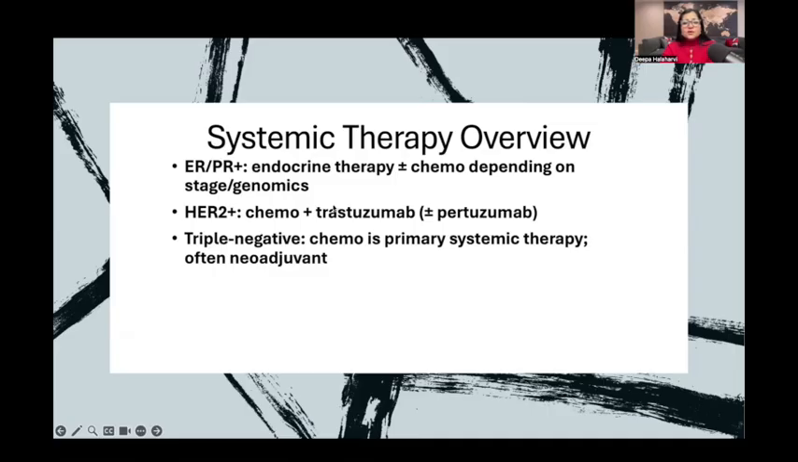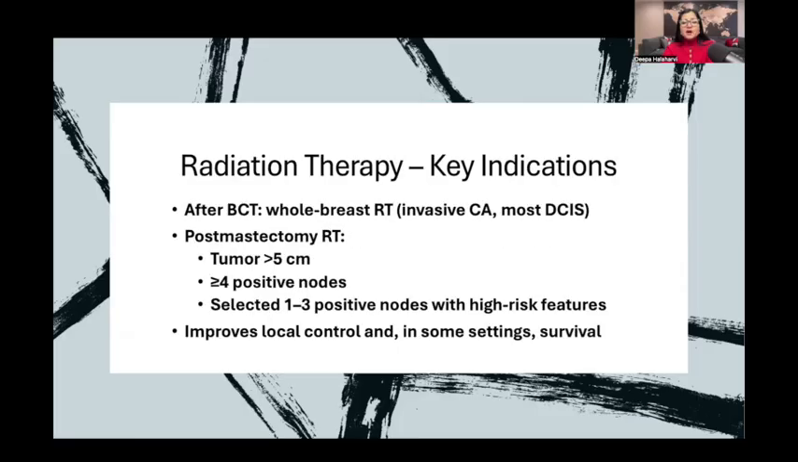Systemic therapy overview: if it's hormone receptor positive, they need endocrine therapy. Chemo depends on stage and genomics. I think we've already gone through this. If it's HER2 positive, if it's a smaller than 2 centimeter tumor, they need surgery first. If it's more than 2 centimeters, they need neoadjuvant. But somehow they always need the Herceptin or the trastuzumab. Triple negative, chemo is the primary systemic therapy, often neoadjuvant, if they're more than 2 centimeters or lymph node positive.